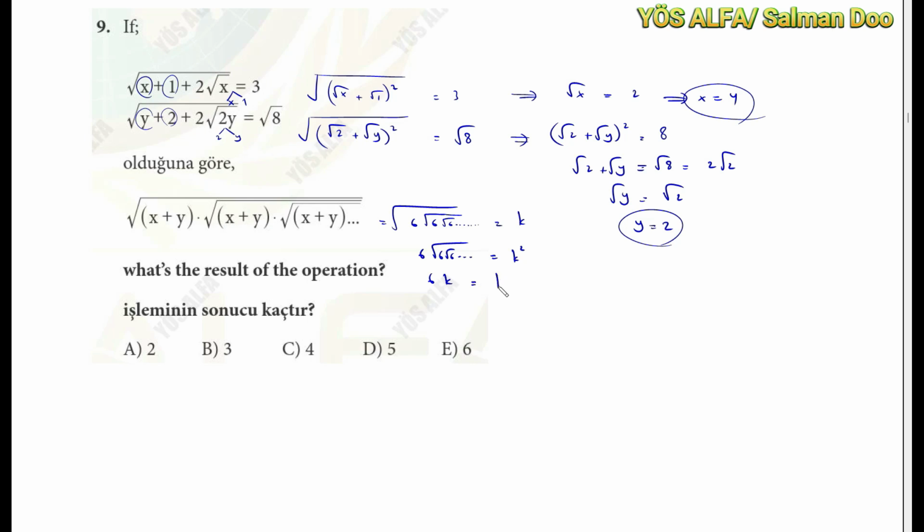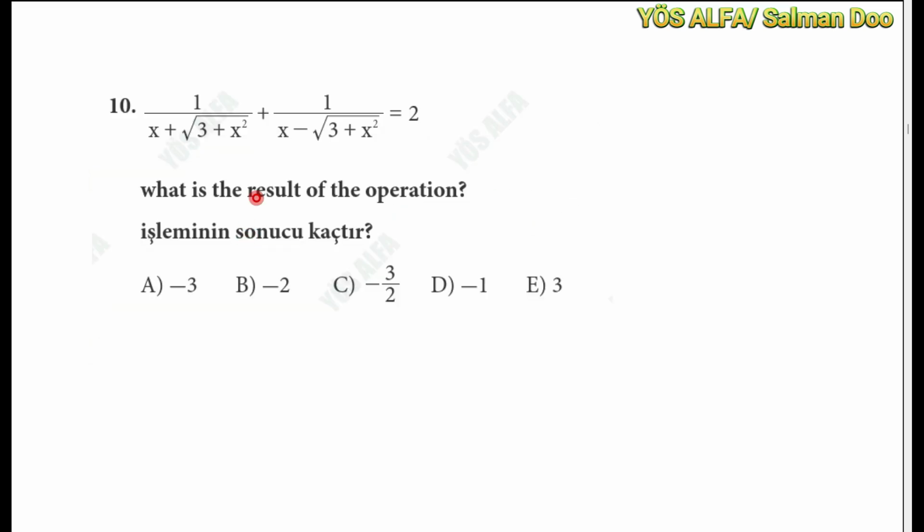So 6k is equal to k squared. From here we have k is equal to 6. Remember, k is what we have been looking for the whole time. So our answer is 6. Number 10. What is the result of this operation?